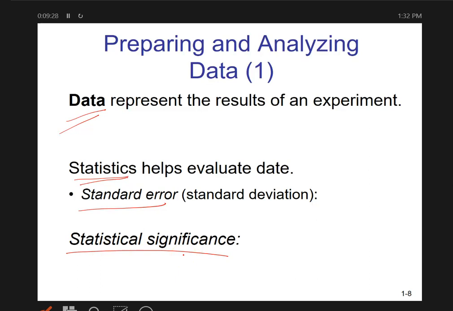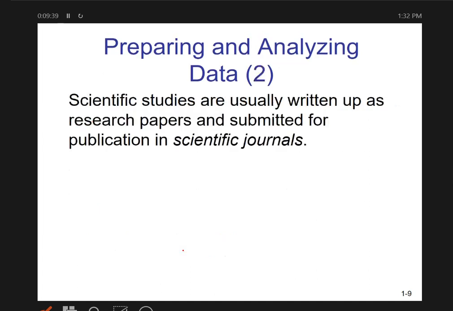So say, for example, I found a drug, a medicine to control blood pressure. And if it's statistically significant, hey, that means what? Patent, money, etc. All right. So then, of course, it is published in scientific journals, right?